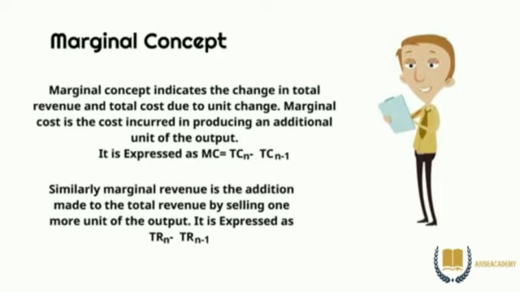Marginal concept indicates the change in total revenue and total cost due to unit change. Marginal cost is the cost incurred in producing an additional unit of the output. It is expressed as MC = TCn minus TCn-1. Similarly, marginal revenue is the addition made to the total revenue by selling one more unit of the output. It is expressed as MR = TRn minus TRn-1.